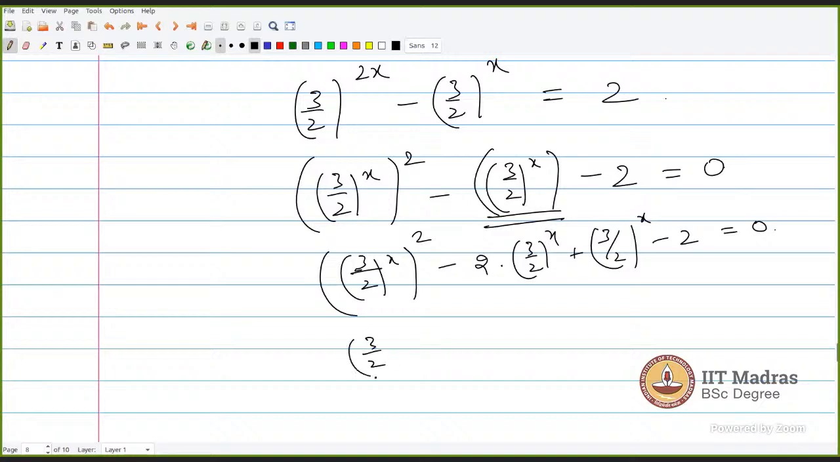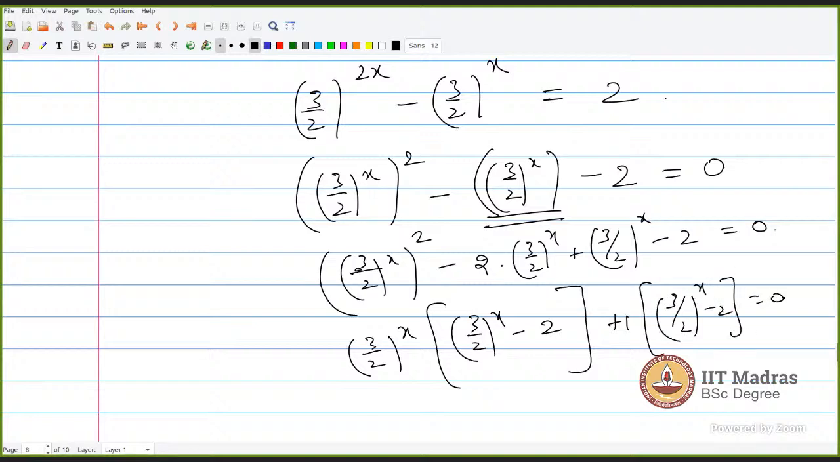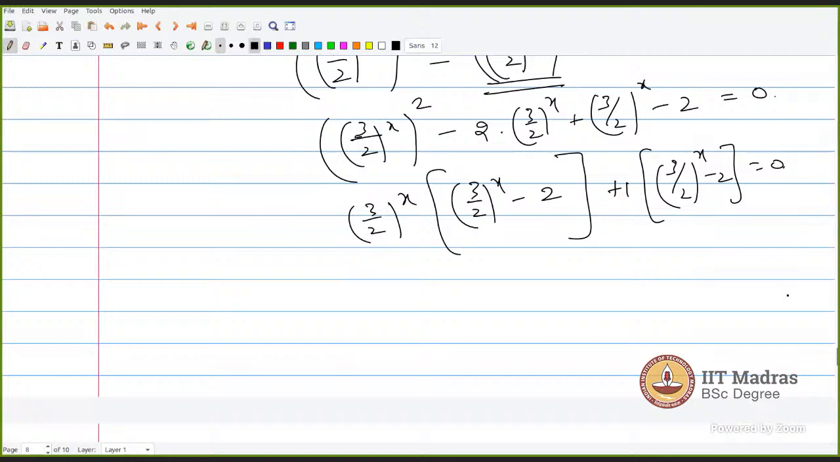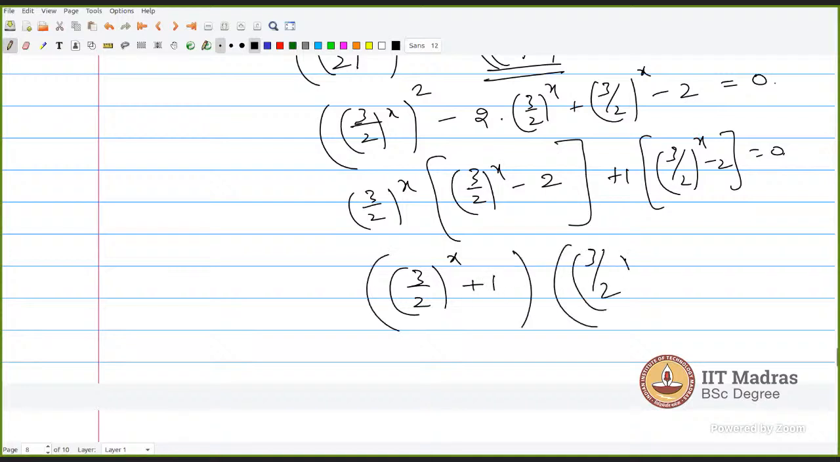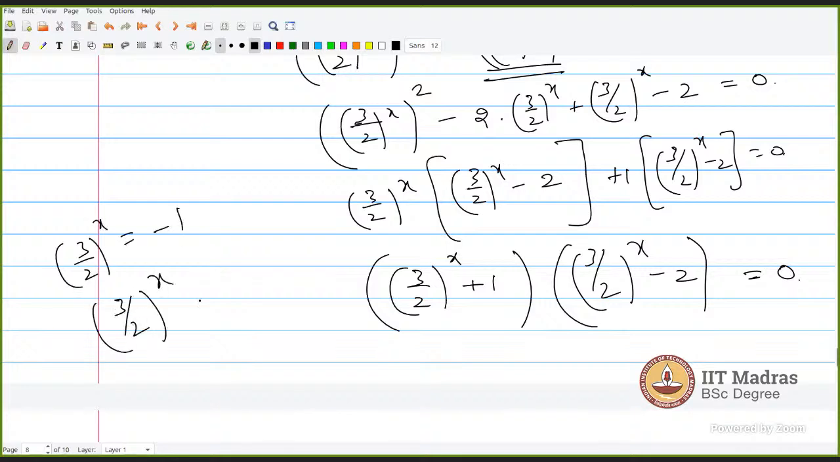So 3 by 2 to the power x. If I take common out, 3 by 2 to the power x minus 2 plus 1 of 3 by 2 to the power x minus 2. So it's just manipulations. All these are just manipulating the same equation. I am just shuffling here and there, trying to get some closed form. So 3 by 2 power x plus 1 times 3 by 2 whole power x minus 2 is equal to 0. Now I have two different values: 3 by 2 to the power x is equal to minus 1, or 3 by 2 to the power x is equal to 2.